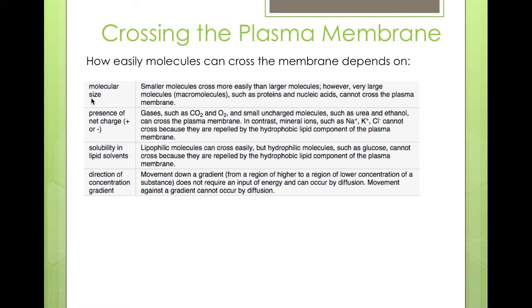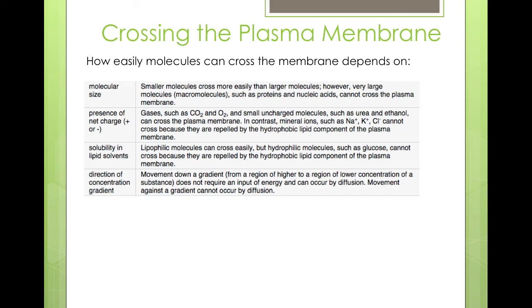The second thing is what we call net charge. Now remember when I was talking about the phospholipid bilayer, I was talking about how the polar head is attracted to other polar heads. If something is polar, it means it has a charge. It's either a positive charge or a negative charge. If it's non-polar, it contains no charge. And so if something has a net charge, either a positive net charge or a negative net charge, what that also means is that it makes it more difficult to cross the plasma membrane.